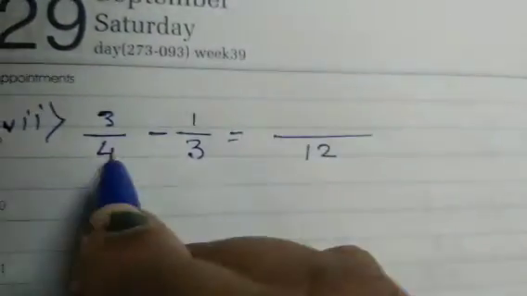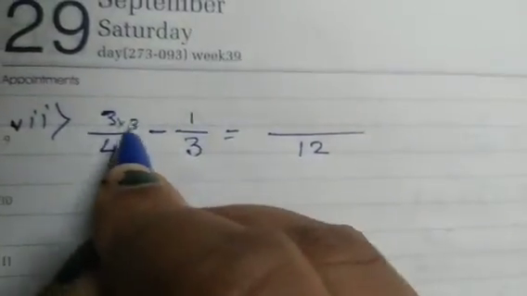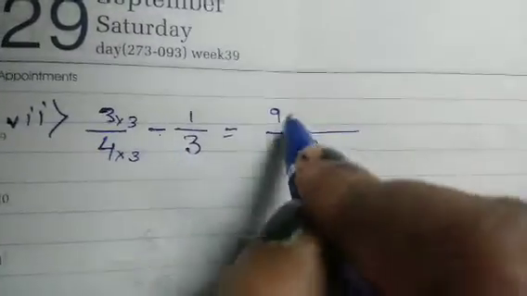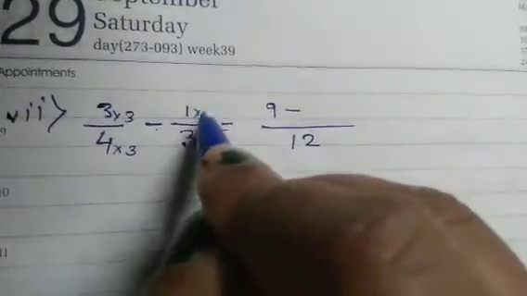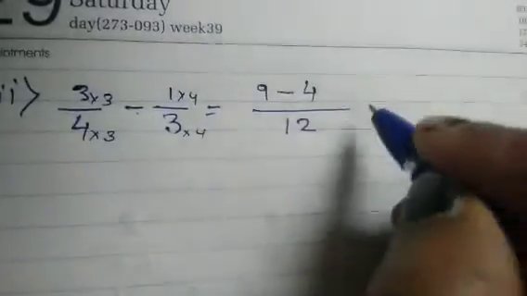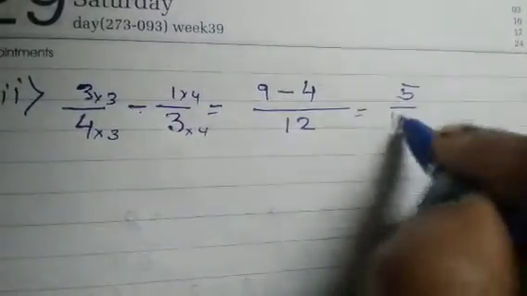Question number 7. Okay. So what is question number 7? It is minus 3 by 4 minus 1 by 3. So what is LCM of 3 and 4? It is 12. So 4 into 3 is 12. 3 into 3 is 9. Minus 3 into 4 is 12. 1 into 4 is 4. So next, 5 by 12.